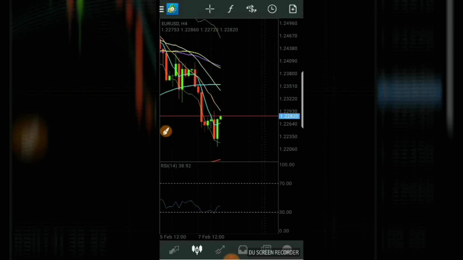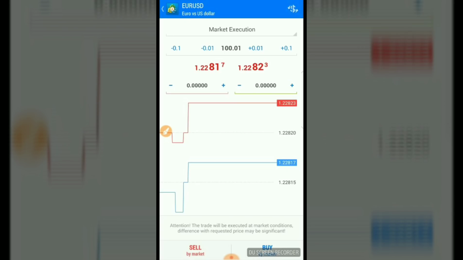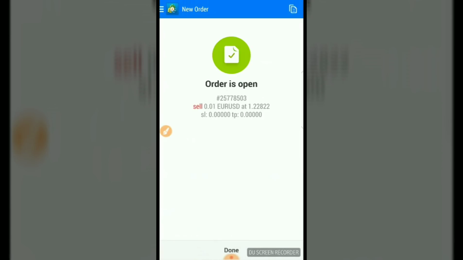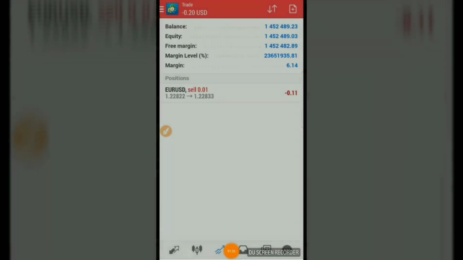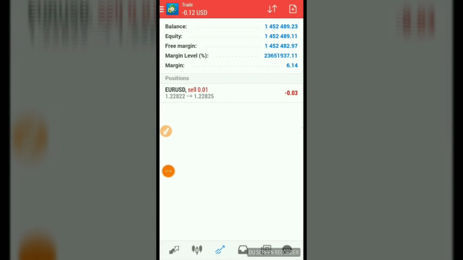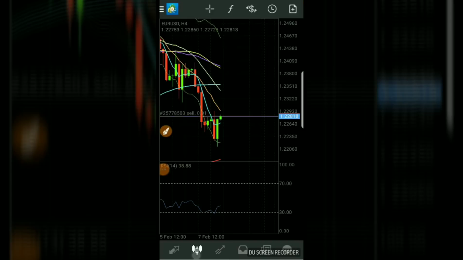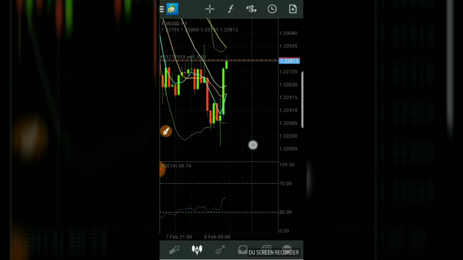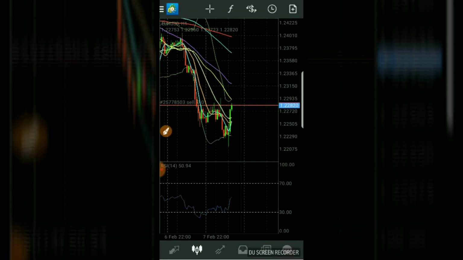So what I'm going to do is make an entry. I'm going to say sell. Let's change that lot size. Sell. Now, if this runs a little bit against me, so I've got a sell going on, 0.01, I'm going to skip down to the lower time frames. Longer time frames determine direction. Shorter time frames determine entry.